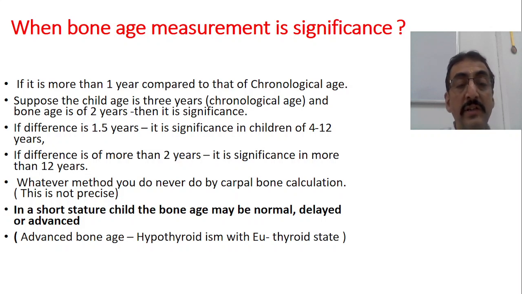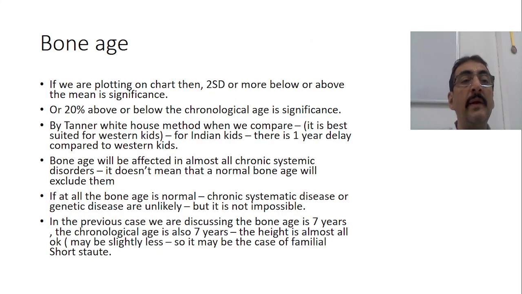So in a short stature child, the bone age may be normal, delayed or advanced. Now we have to see what the conditions are. Usually advanced bone age may be seen in hypothyroidism, etc. Now, if you are plotting on the chart, then 2 SD below or above 2 SD is always significant. Or 20% above or below the chronological age is also significant. This is another criterion of bone age.